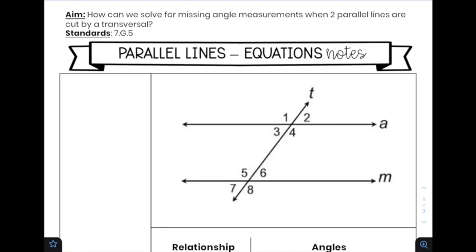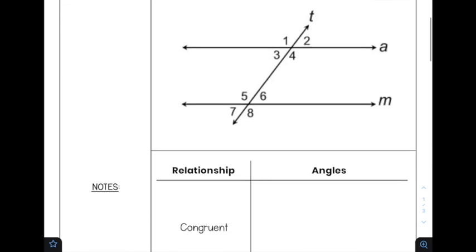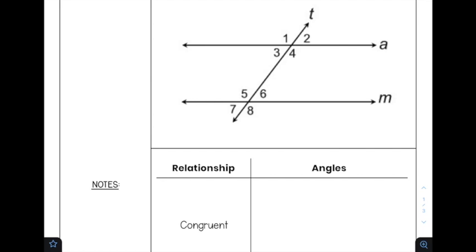So the first thing we have is just to review what we've gone over in the last lesson, what angles are congruent, what are going to add up to 180. So looking at this image, we know that angles 1 and 4 are going to be vertical angles and they're going to be equal to each other. They're going to be congruent.